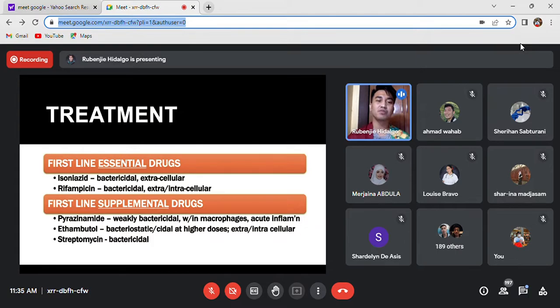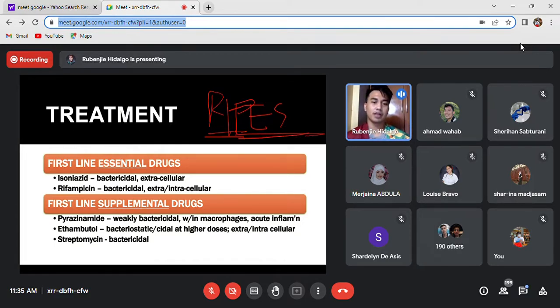Kaya nga sabi ko sa inyo, may function or may purpose kung bakit siya tinawag na RIPES. Yung unang dalawa, the first line essential drugs, and the remaining 3 are your first line supplemental drugs. So those are your characteristics. Again, rifampicin is considered bactericidal, best used for extracellular and intracellular parasites. Kaya po siya binibigay sa tuberculosis.